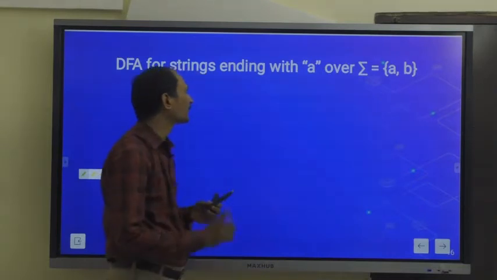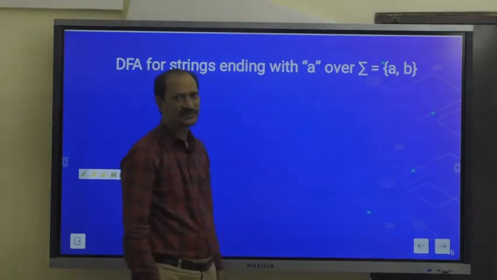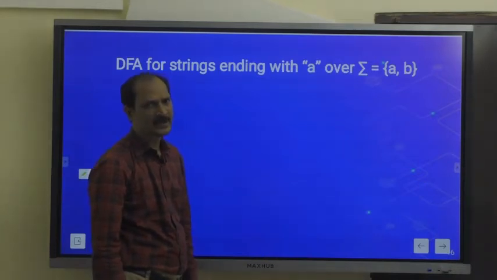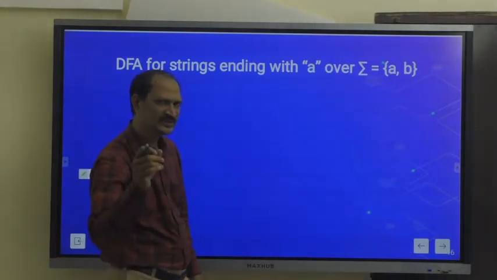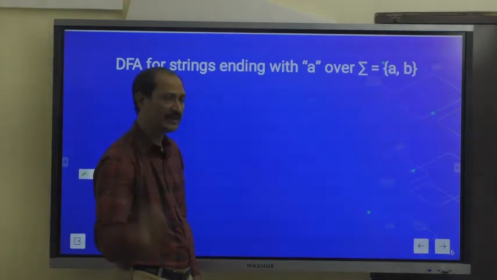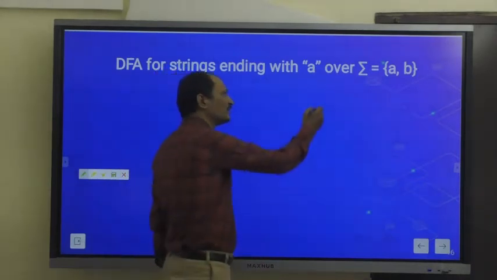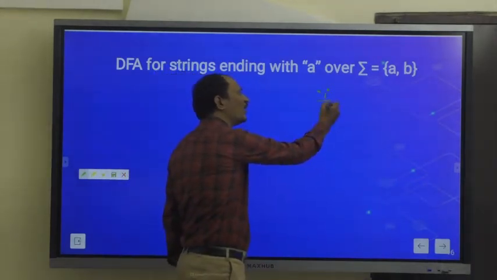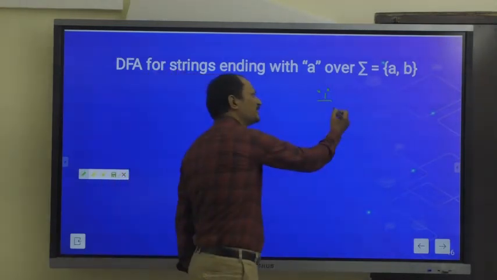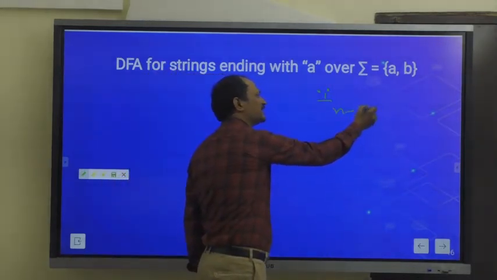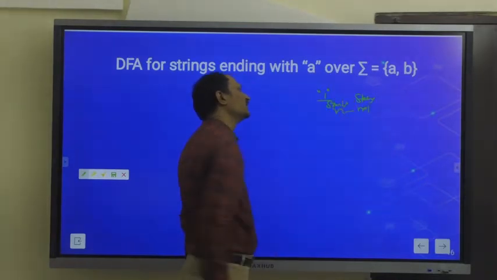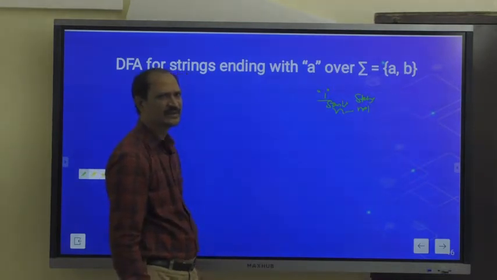Now see it. I am going to construct a DFA machine for the language which contains the set of strings that are ending with A. So what is the minimum string that can be accepted by the DFA machine? It is simply A. So how many symbols are there? 1 symbol is there. How many states may I require? If there are n symbols, I may require n plus 1 states. So since 1 symbol is there, I may require at least 2 states.